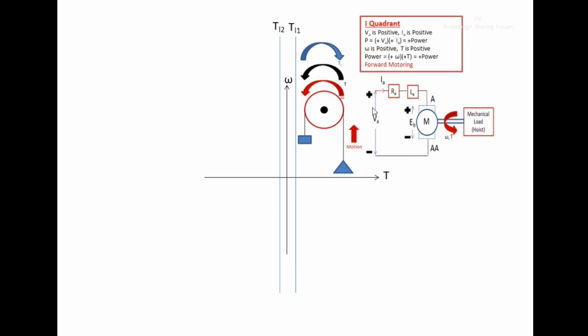So what happens here? See here, electrical input energy called VA, that means armature input voltage VA, and the armature current IA is given to the armature terminals of the motor. And this electric motor converts this VA IA, that means this electrical energy, into the mechanical output power called omega and T. So this torque T is called the motoring torque.